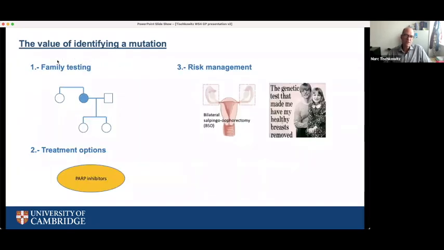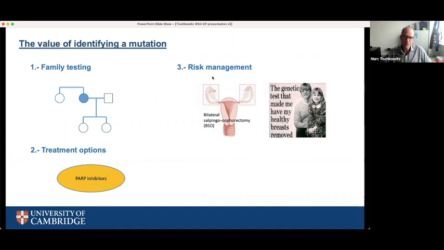So the value of identifying a mutation in the family, firstly, for the individual, if they're affected with cancer, then it may in fact impact on their treatment options. So they may require more aggressive surgery. You may do some preventative surgery, even if they've got cancer. So for example, if they've got cancer in one breast and that's being removed, you may then go on to do the contralateral risk-reducing mastectomy at the same time. If they've got more advanced disease, there are newer drugs like platinum and PARP inhibitors that may be relevant to them given their genetic status.